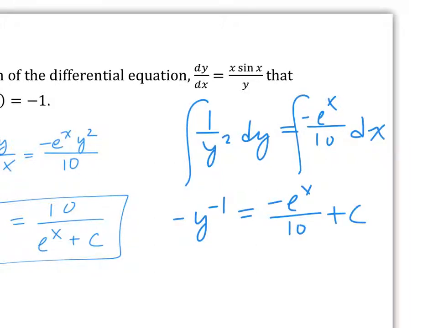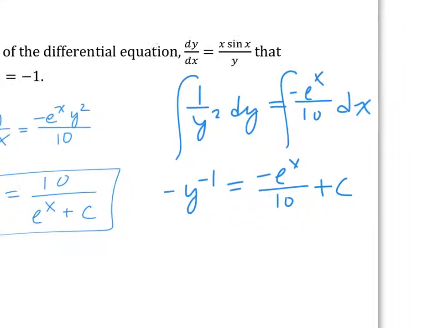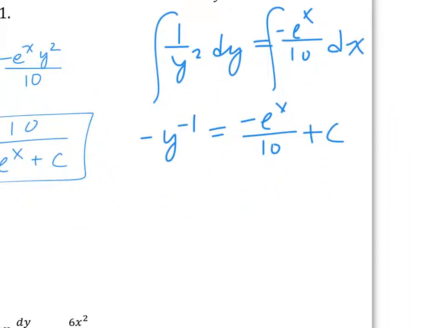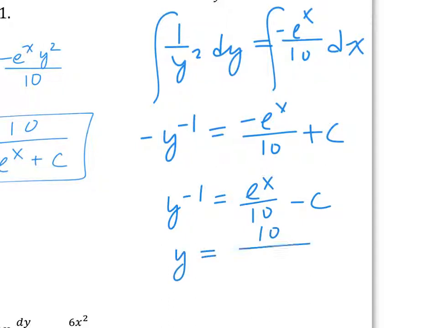Did you guys put minus c? Yeah, okay. So y to the negative 1 is equal to e to the x over 10 minus c, and then y is equal to 10 over, I'm making this very complicated, e to the x minus 10c. You have to put in c.